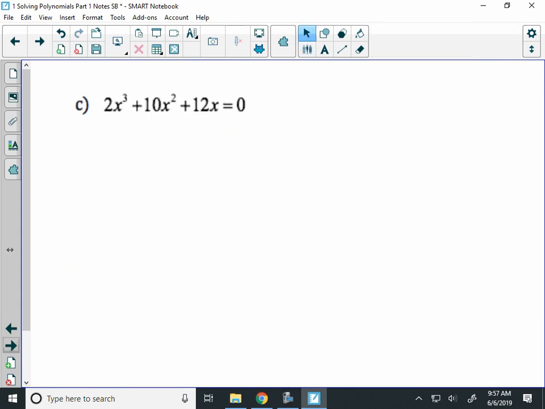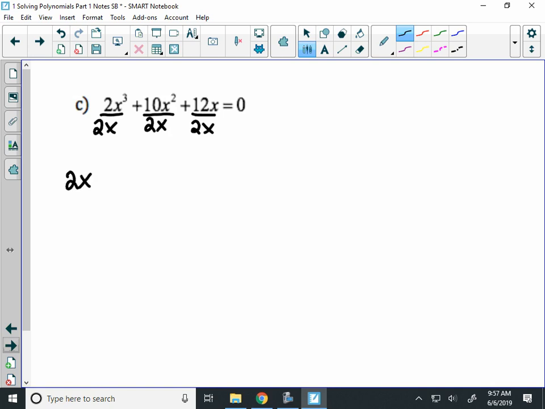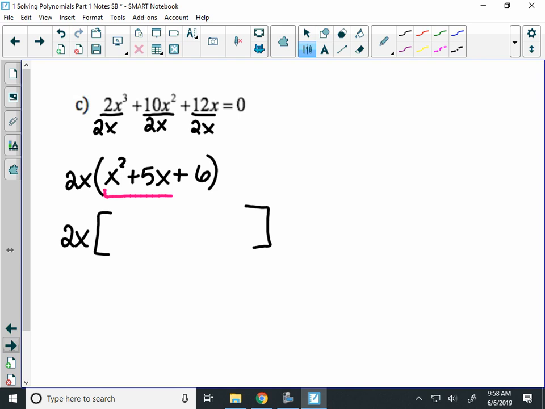Two more problems to try. The third one, letter C. All right, same thing as the first one here. I'm going to pull out a GCF. This GCF this time is actually 2x. All these numbers are even and they all have an x. So I'm going to pull a 2x out in front, and I will have x squared plus 5x plus 6. I'm going to go ahead now and split the middle, just like I did back in question A. I need 2 numbers that multiply to 6 and add to 5. That would be 2 and 3.